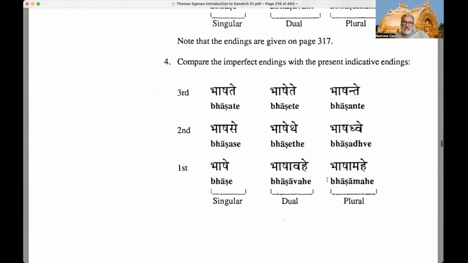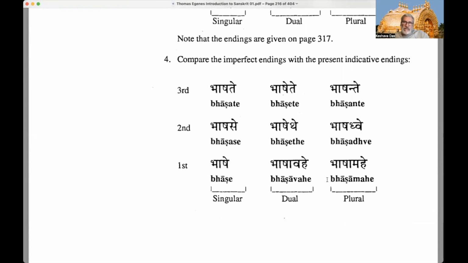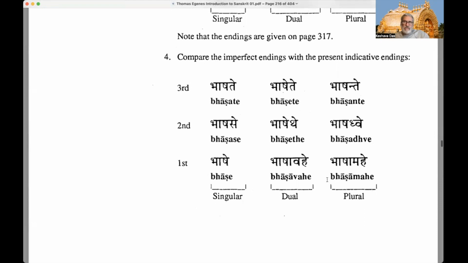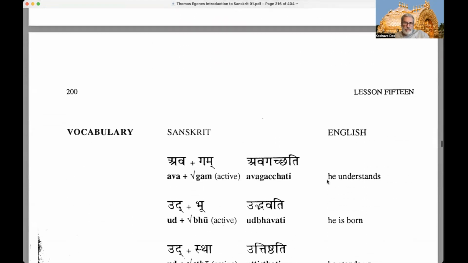Compare the imperfect endings with the present indicative endings. So these are the present, which I just mentioned: bashite, bashete, bashante, bashise, bashete, bashadwe, bashe, bashawahe, bashamahe. And of course, that is what we call the middle endings or atmanepada endings of the verb bash. Present tense, present indicative.